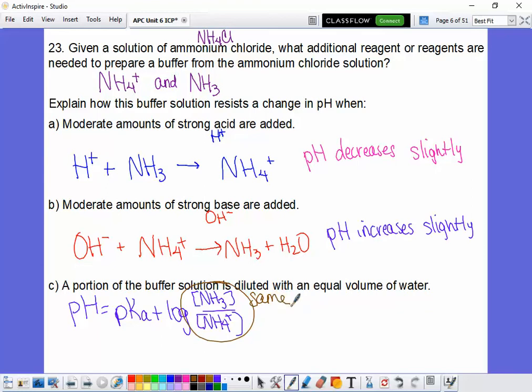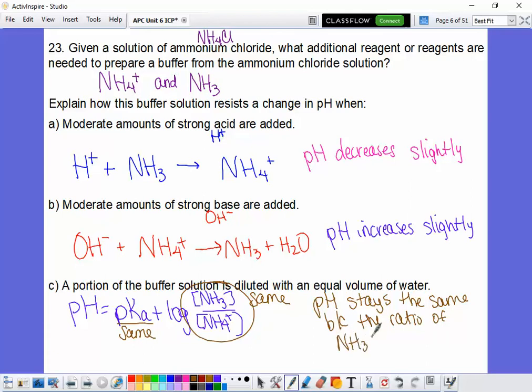Is pKa changing? No, because it's still the same substance. Ka isn't going to change, therefore pKa is not going to change. So if all the components of the formula are staying the same, why would the pH change? It wouldn't. So pH stays the same because the ratio of NH3 to NH4 plus does not change.